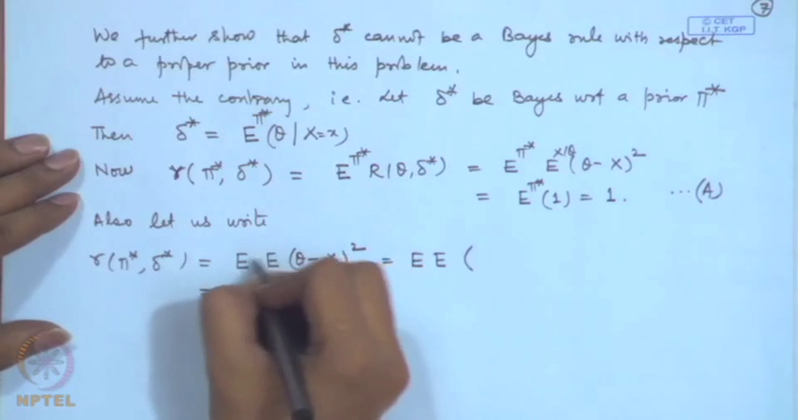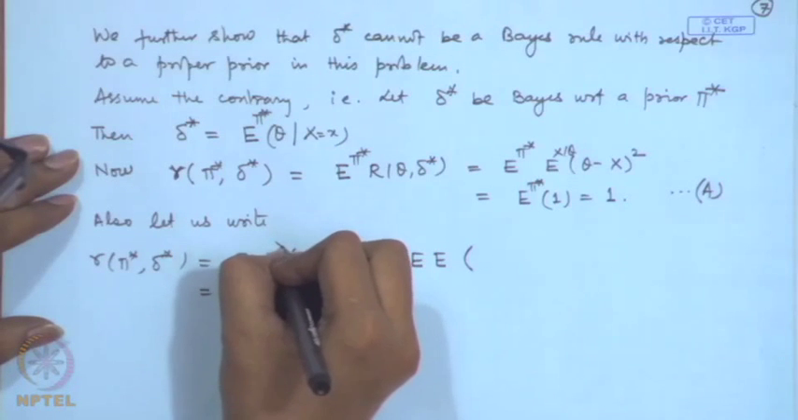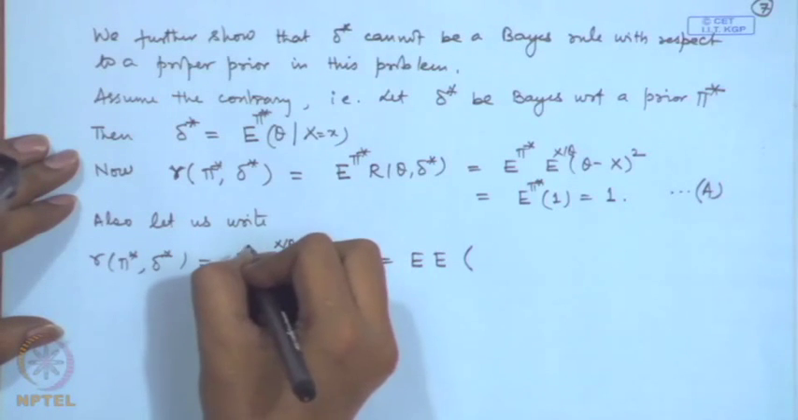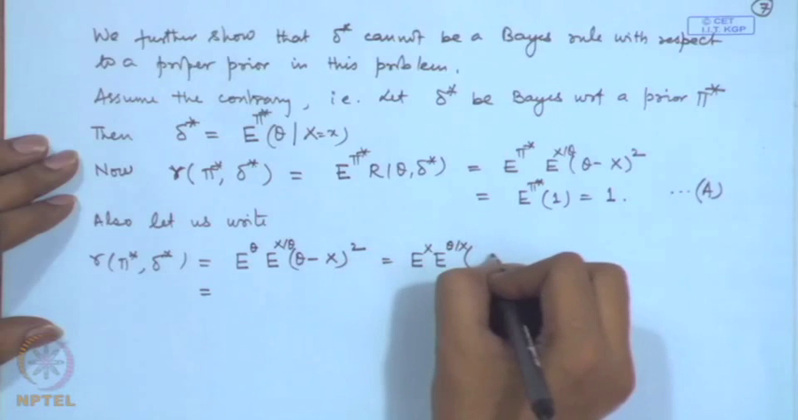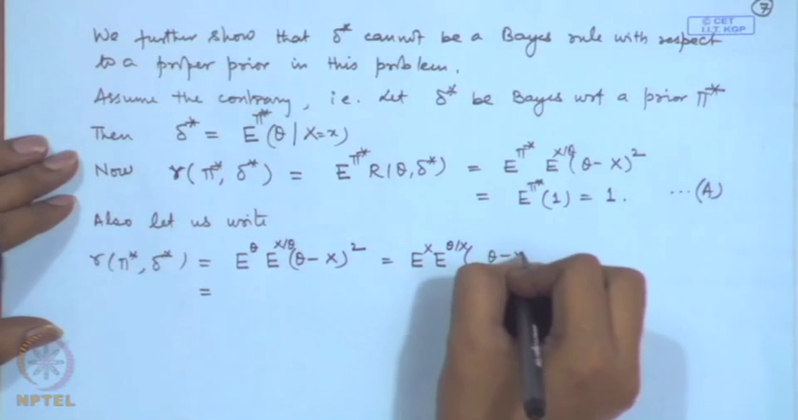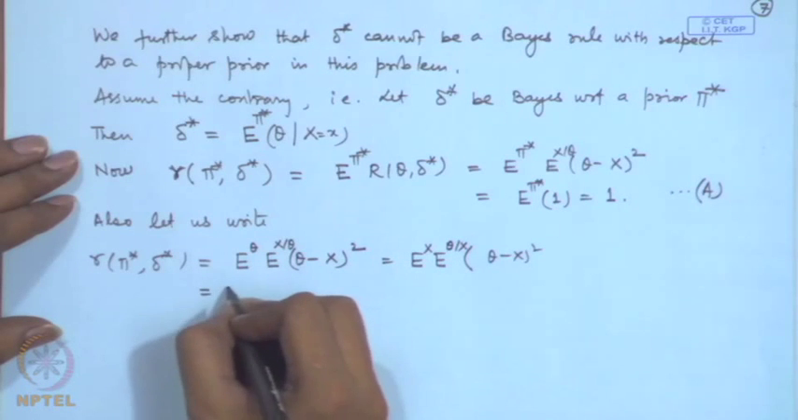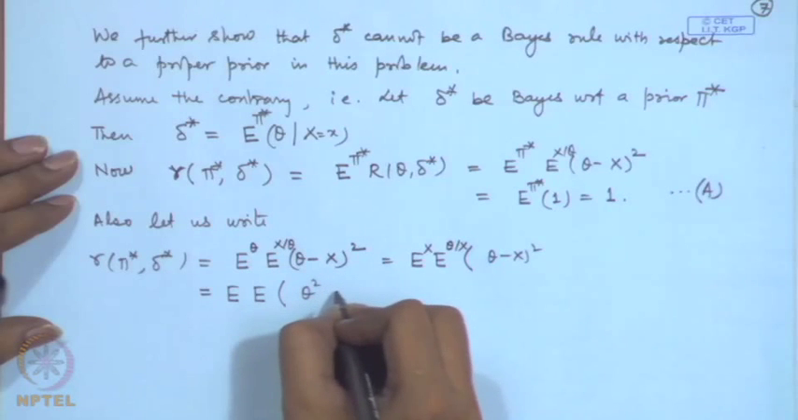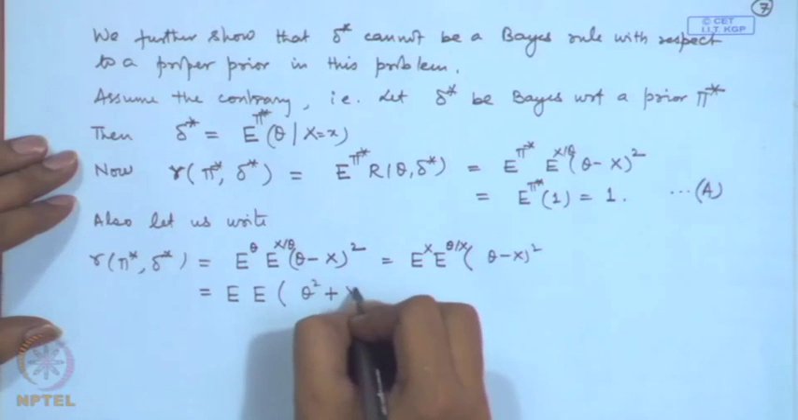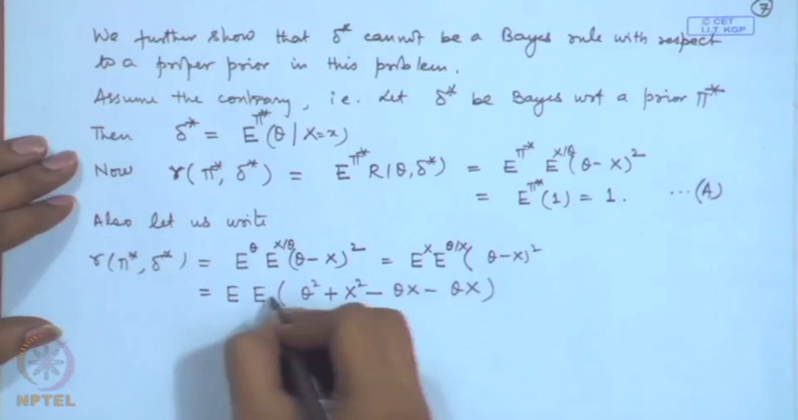Now, when I write two expectations, then it can be in any order, like it can be X given θ and then with respect to θ, or it could be θ given X and then with respect to X. It can be in either form. Now, let us write this. So, this is equal to expectation of expectation of θ² plus X² minus θX minus θX. I am writing this term 2 times.